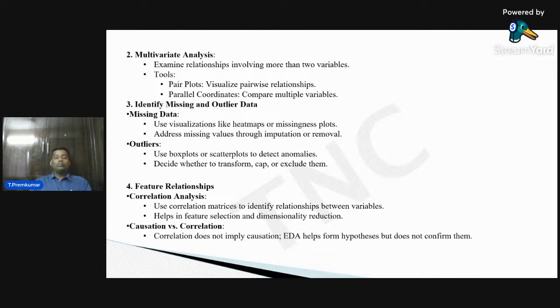Then the next one is feature relationships. When you talk about feature relationships, we have correlation analysis as well as caution versus correlation. Correlation analysis tells you about the relationship between the variables, along with the dimensionality reduction process. The comparison between correlation and causation tells you that correlation does not imply causality. That is, EDA helps form hypotheses but does not confirm them.